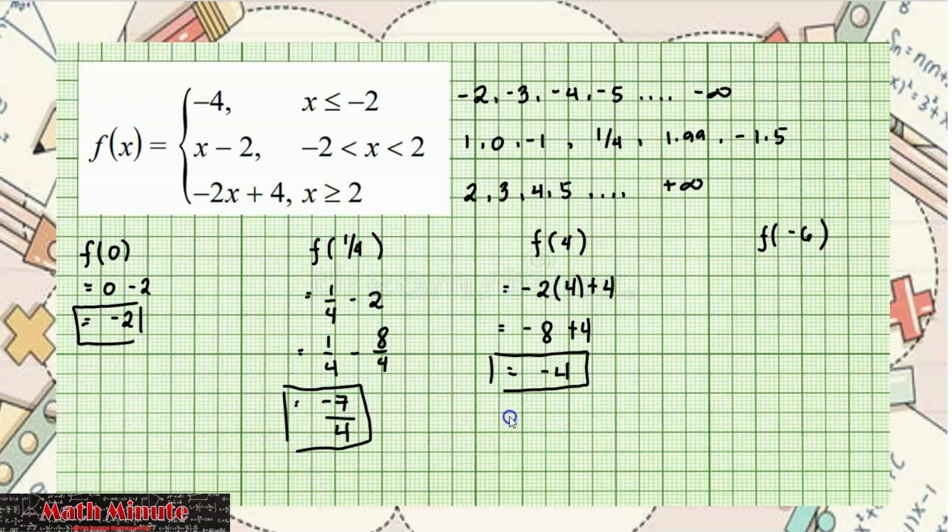And lastly, we have f of negative 6. Since we know that negative 6 is less than negative 2, meaning we will use the first function rule here, which is negative 4. You cannot see any variables here, meaning we don't need to substitute any values. We don't need to substitute negative 6. As long as you have values less than negative 2 or equal to negative 2, the answer would be automatically negative 4, since negative 4 is already a constant. So f of negative 6 would be negative 4.